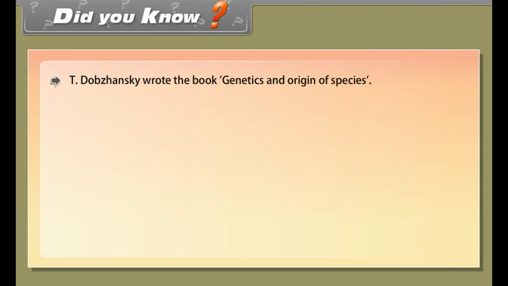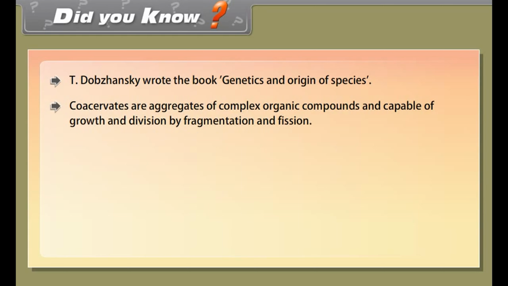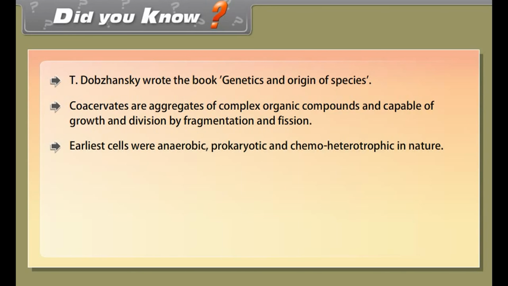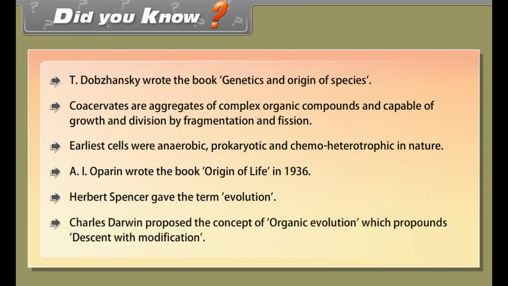Did you know T. Dobzhansky wrote the book Genetics and Origin of Species? Coacervates are aggregates of complex organic compounds and are capable of growth and division by fragmentation and fission. The earliest cells were anaerobic, prokaryotic, and chemoheterotrophic in nature. A. I. Oparin wrote the book Origin of Life in 1936. Herbert Spencer gave the term evolution. Charles Darwin proposed the concept of organic evolution, which propounds descent with modification.